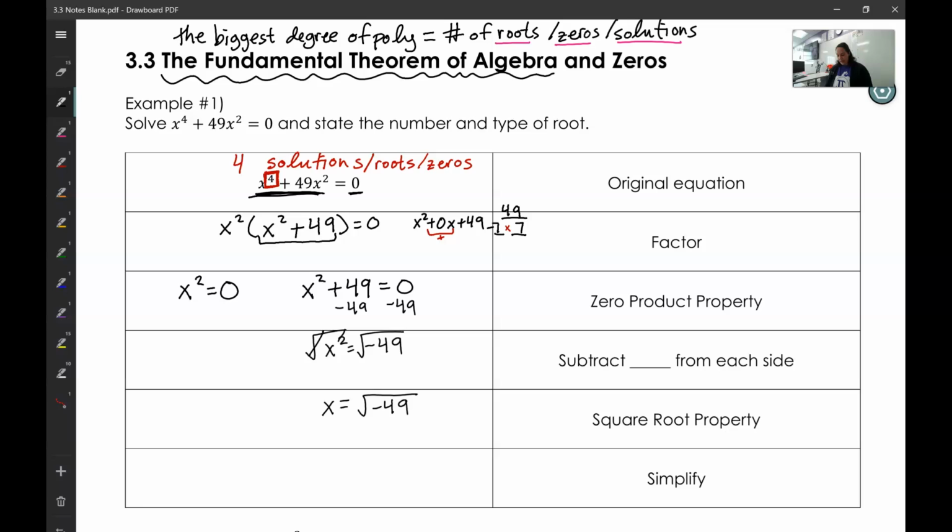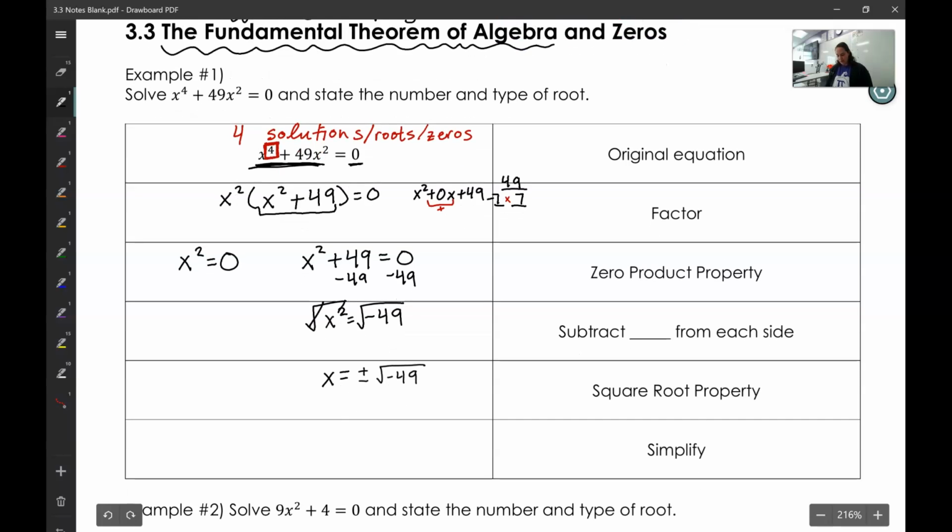Now, something to remember: anytime you square root, you get a plus or minus. And if you simplify this out, you're going to get an imaginary number. I'm going to split this up like this. We know those are the same. And then I have plus or minus square root of 49 is 7. Square root of negative 1 is i. So right there, I've got two solutions, or roots, or zeros. I've got a positive 7i and a negative 7i.